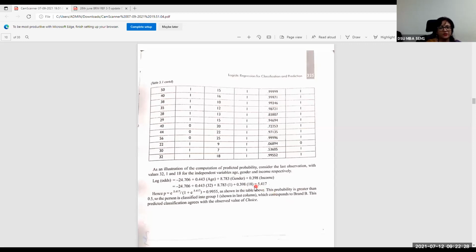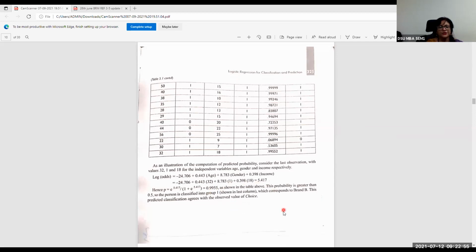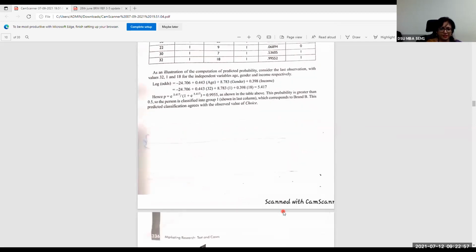So whenever a value like 0.995 comes up, which is close to 1, it definitely exceeds the cutoff value of 0.5. And so between the two groups with coding 0 and 1, the person can be categorized as someone who is going to choose brand B. All right. So this is the use of logistic regression.